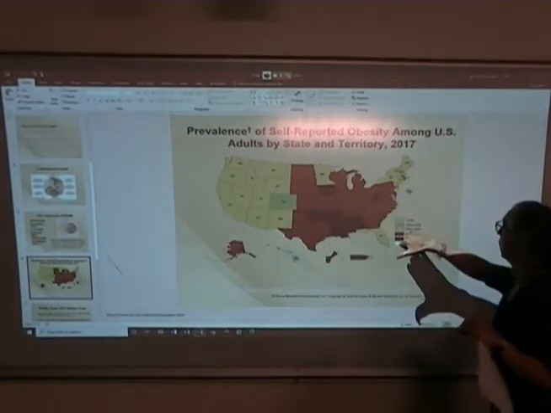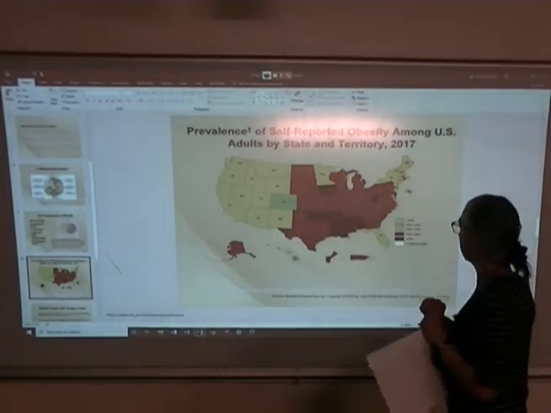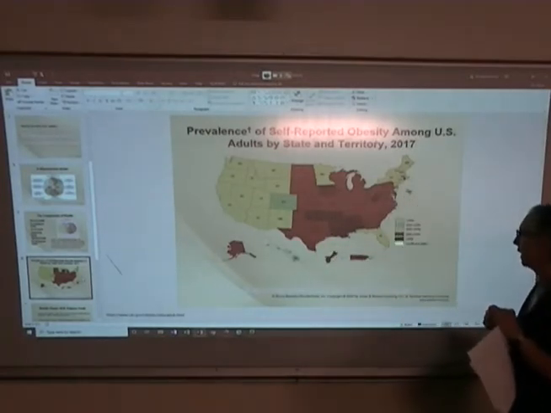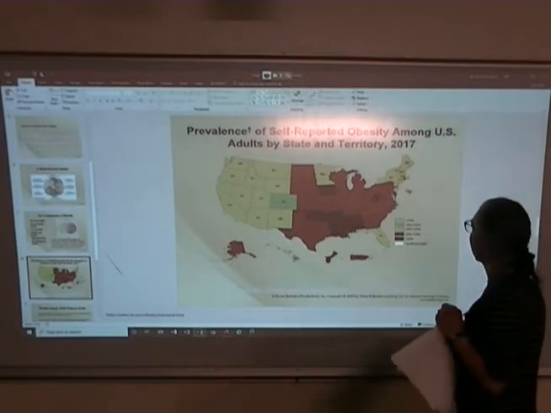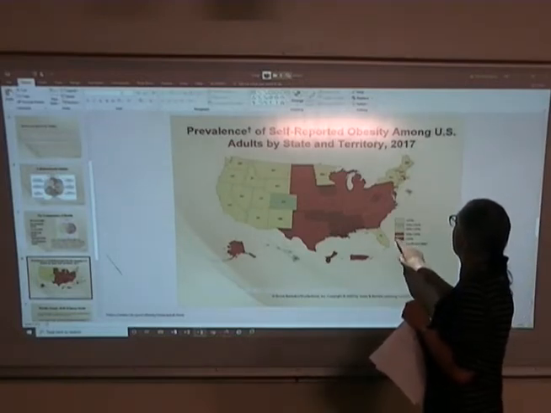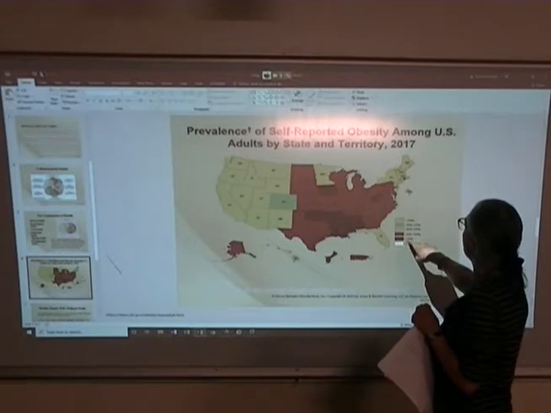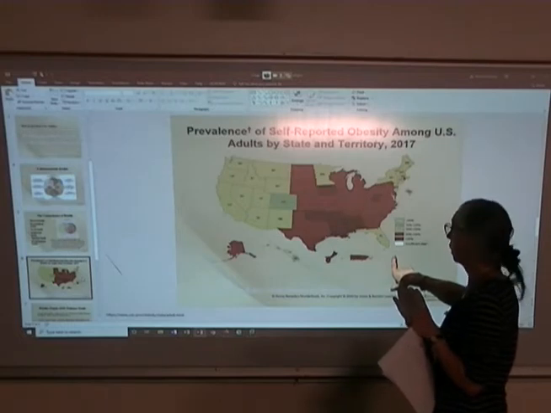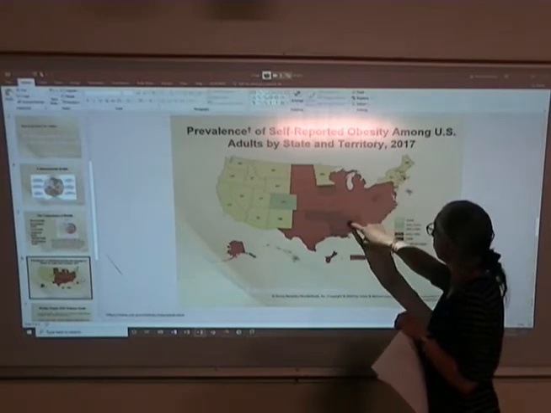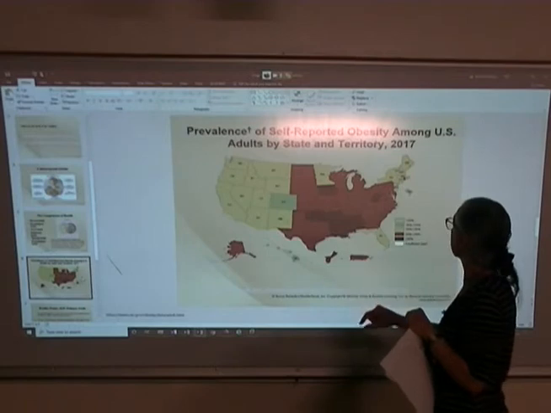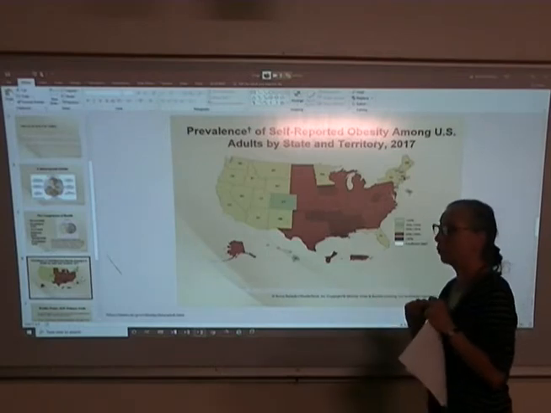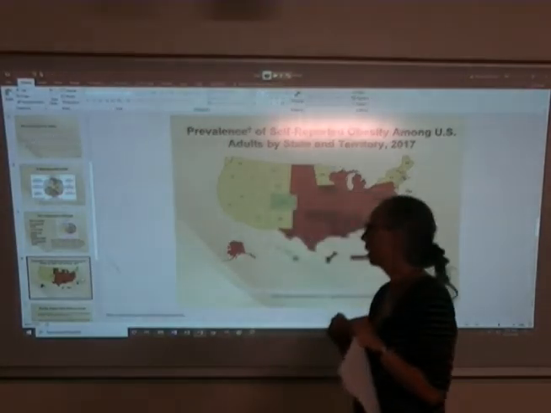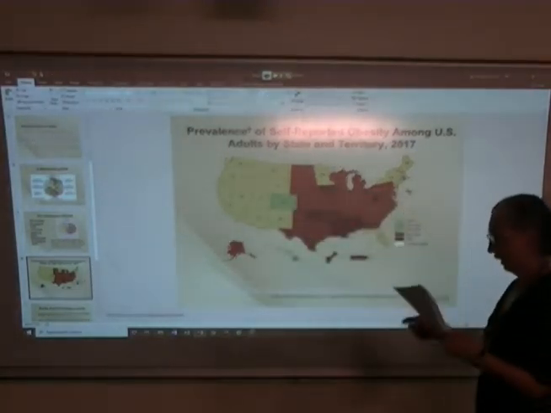The yellow is 25 to 30%. The dark orange is 30 to 35%. And very alarmingly, we now have equal to or greater than 35% reported obesity. And 1, 2, 3, 4, 5, 6, 7 states are reporting greater than 35% of adults are obese. That's a little scary, I think.